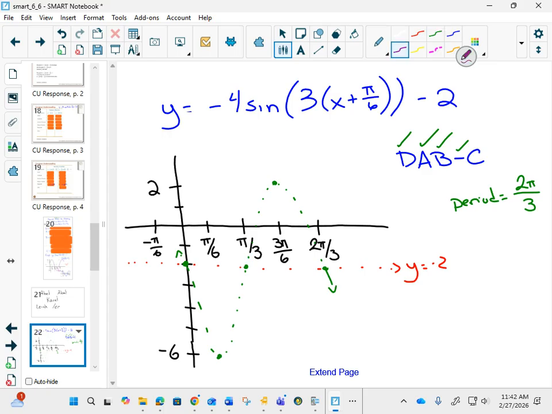And each of my points, which I'm going to do in purple, is going to move 1 ticking mark to the left then. This one's going to go here. This one is going to go there. This one here, this one to the left, and this one to the left.